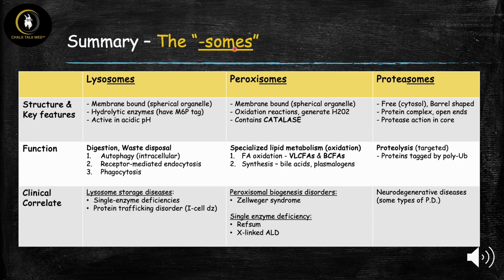All right, so let's wrap up this video, taking it back to where we started. Remember our zome structures, the lysosome, peroxisome, and proteasome. For those of you who like summary tables, here's one that compares these three structures with their key features, their functions, and their clinical correlates. So of course, in this video, we talked about the peroxisome, so you can feel free to review this now or use it in the future for reference.